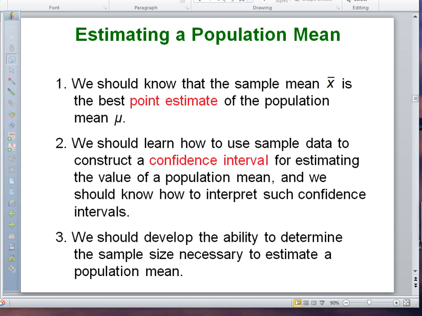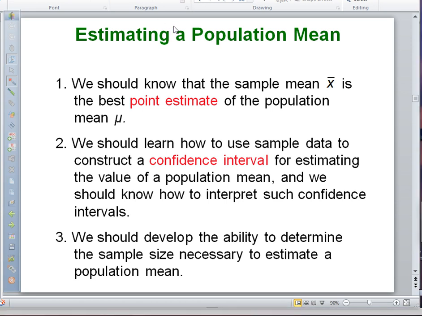Okay, so we are back, and we're going to take a look at estimating a population mean. We're kind of done with proportions. Now we're going to talk about means. Remember, means are when your data is numbers, right? So you can have an average of them.